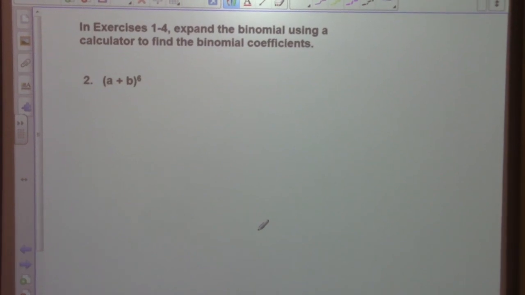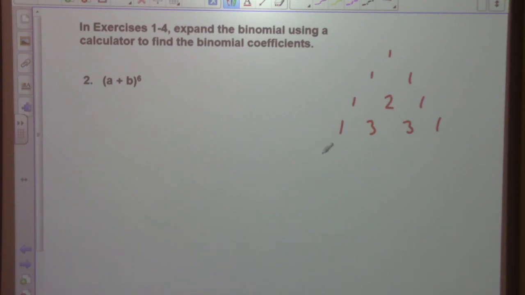Okay, ladies and gentlemen of Precalculus, we started out on this very last thing we did Friday: expand the binomial using a calculator to find the binomial coefficients. In a binomial expansion, we did talk about last week that it would follow this pattern, 1, 2, 1. Remember this 1, 3, 3, 1? Yep. Okay, we did that.